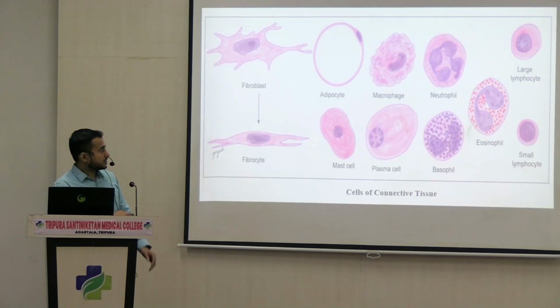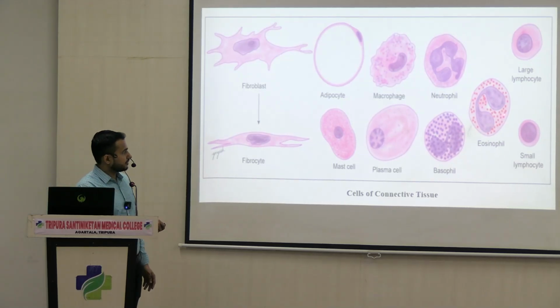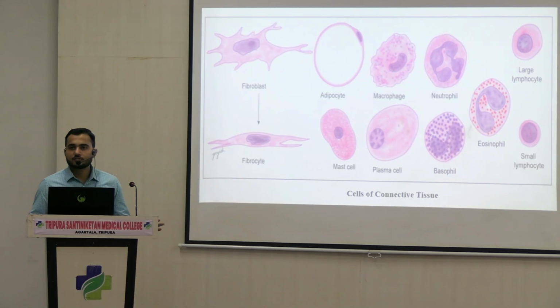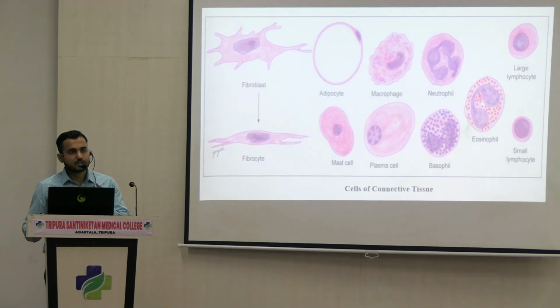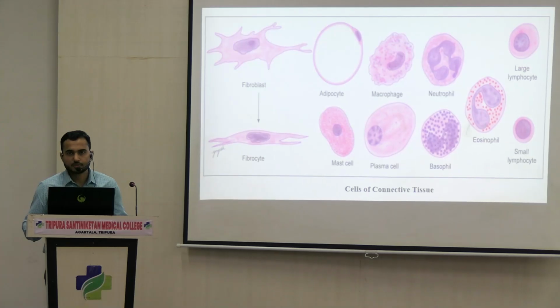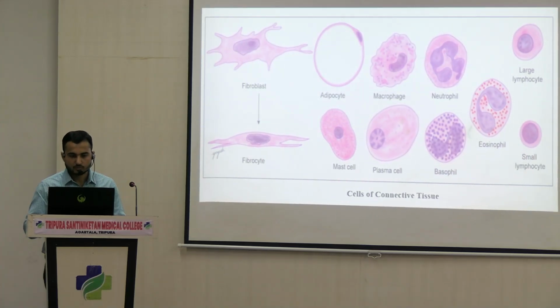Okay. Next, if you see basophil, eosinophil, then lymphocytes, these are the parts of WBCs. So all the functions of the WBCs are done by these particular cells.